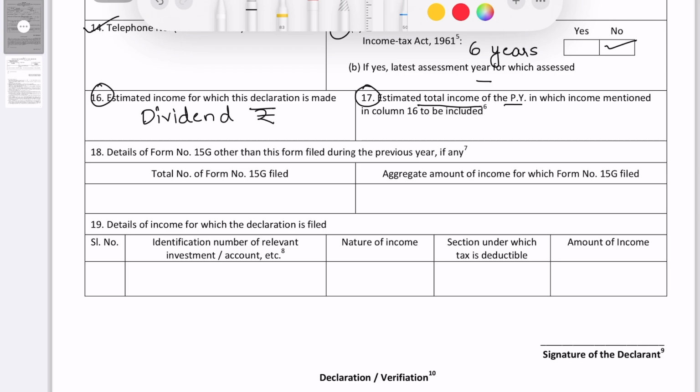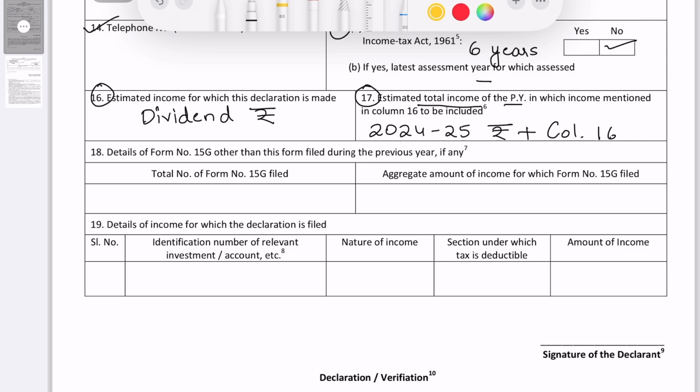So here we're talking about what is going to be your income in this particular financial year. So what you're going to earn starting from 1st April 2024 and going right up to 31st March 2025. Now, this particular amount, whatever you're going to earn in this financial year, plus you're going to add the dividend income that you are getting from column 16, and that will be your estimated total income for the financial year.